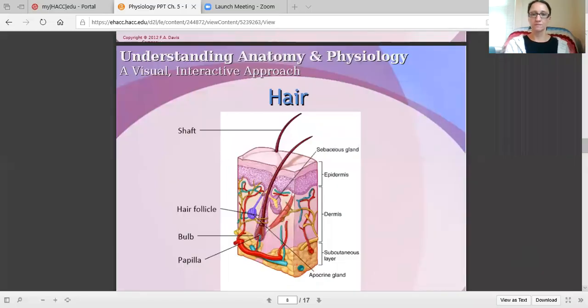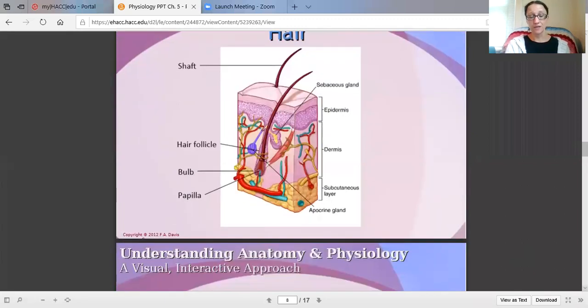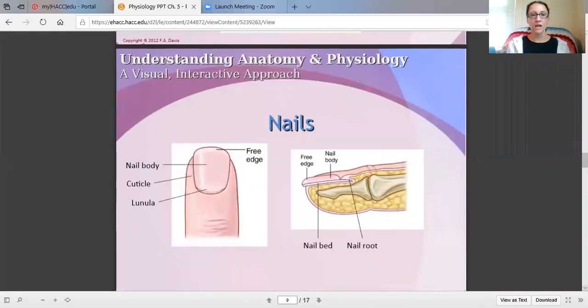Nails, nails, nails. Nails are a lot like hair, actually. Nails are also keratinized cells. So it's made of the same substance that our hair is made of, that our skin is made of. It's just that in nails, the keratin, or the cells, are heavily keratinized. So there is a lot of keratin in here.